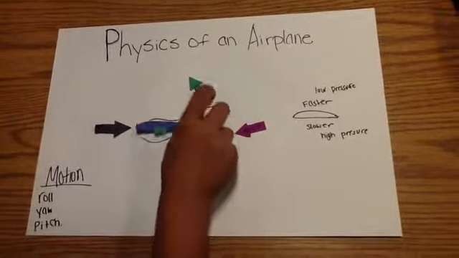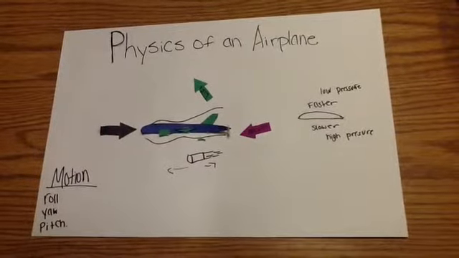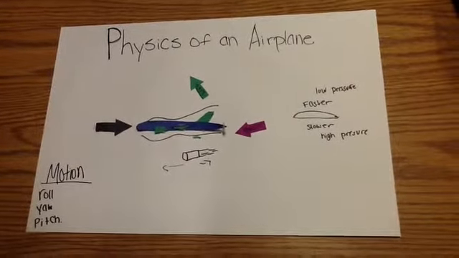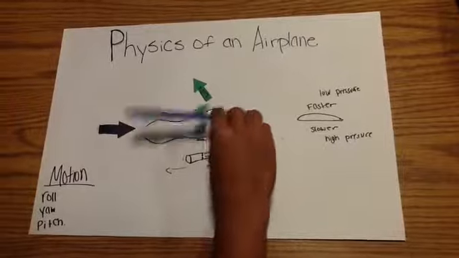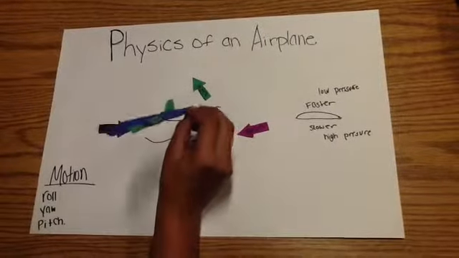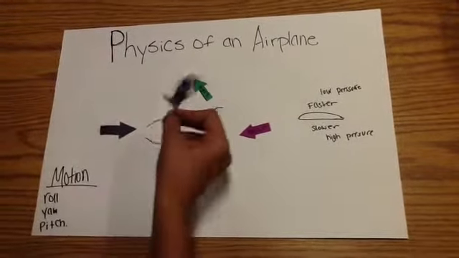And then the yaw of the airplane is the rotation around the vertical axis. The yaw is controlled by the rudder, which makes the tail able to change direction. So you want to go this way, you want to go this way.